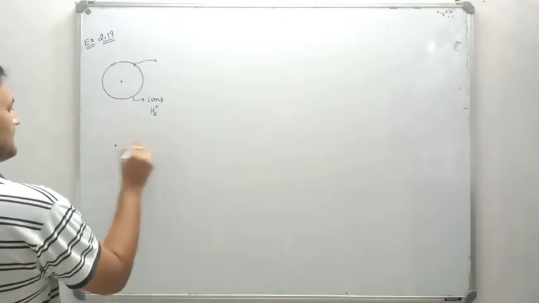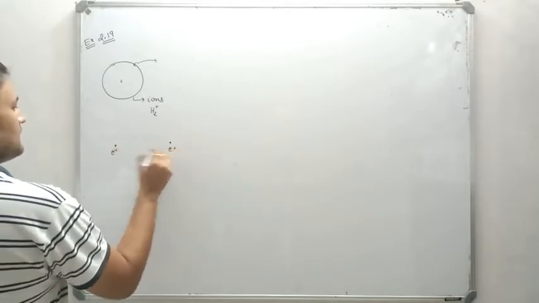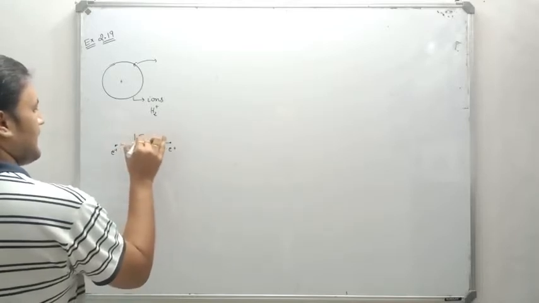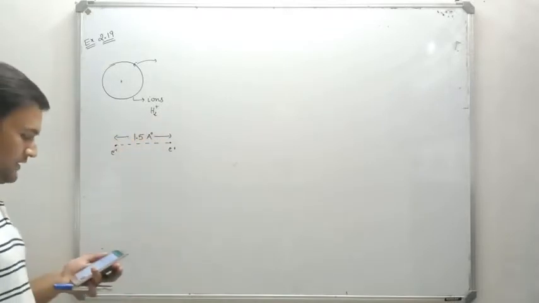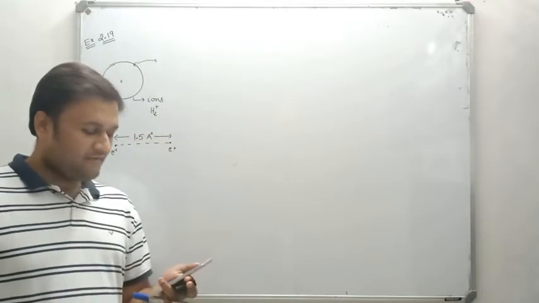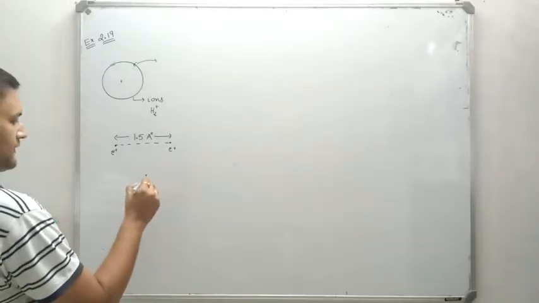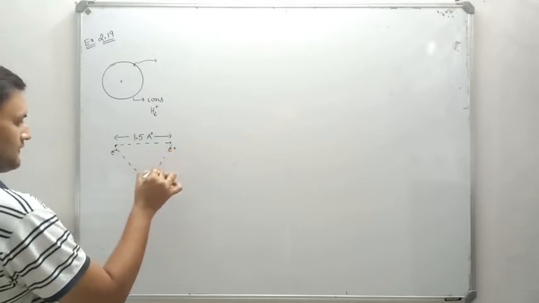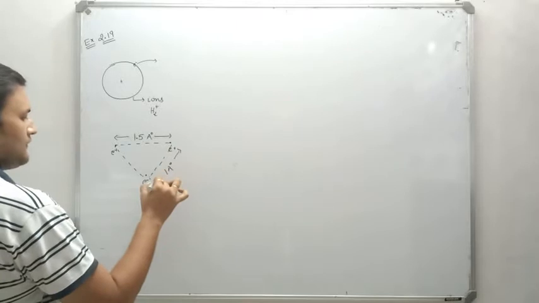The protons are separated by 1.5 angstrom. Now the electron is roughly 1 angstrom from each proton.